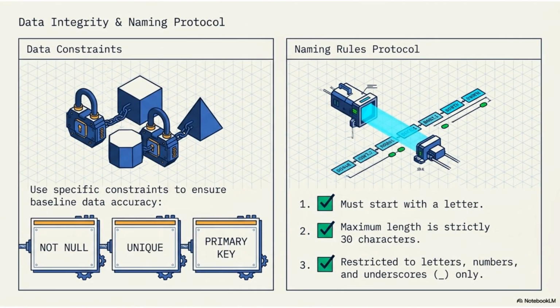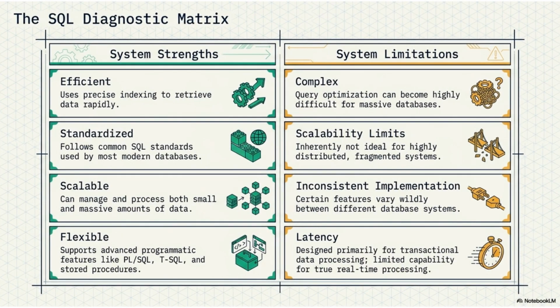Maintaining accurate data is extremely important. SQL provides constraints such as primary key, not null, and unique to ensure data integrity and prevent invalid entries. It also follows naming conventions. Object names should begin with a letter, contain only letters, numbers, and underscores, and generally remain concise and meaningful for better readability.